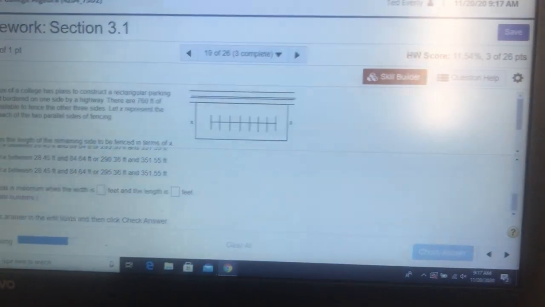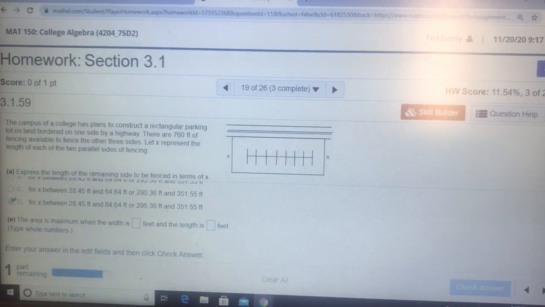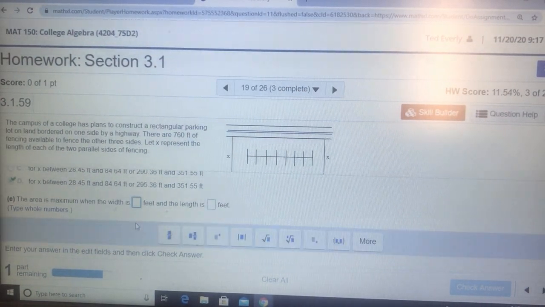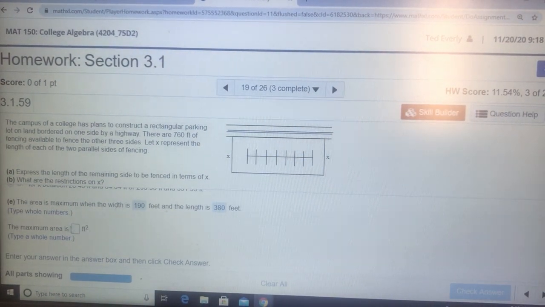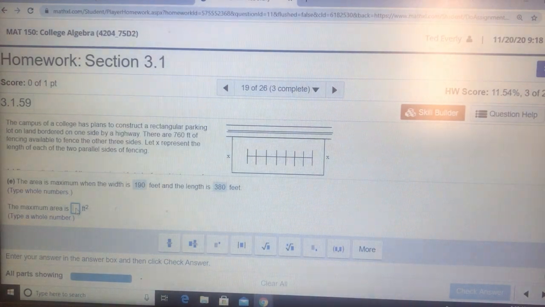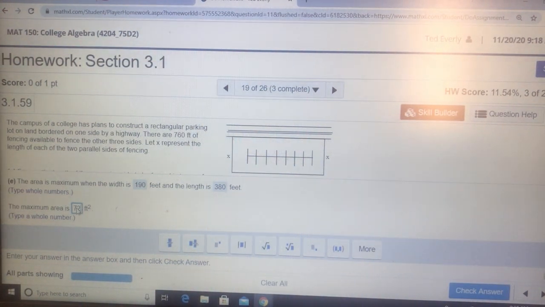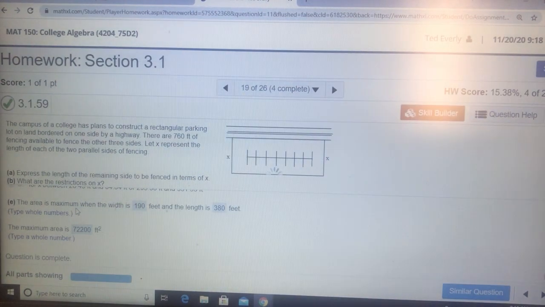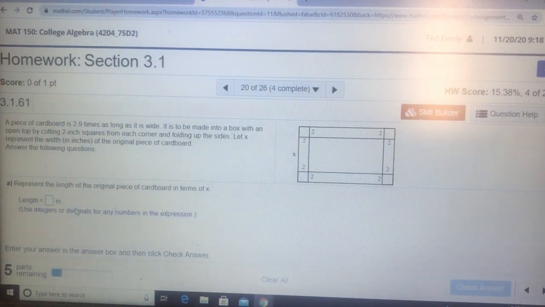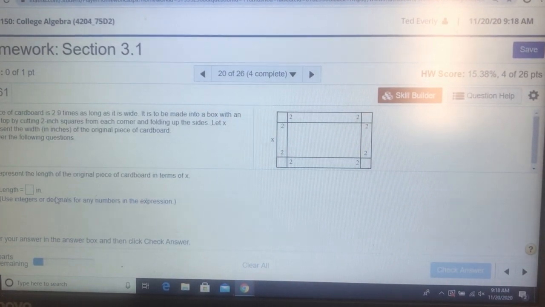So let's put it in here. The max area is when the width is 190 and the length is 380. Excellent. And that means the maximum area is going to be, we just had it, 72,200. Fantastic. Okay, here's number 20.